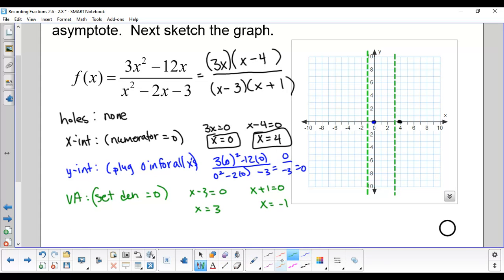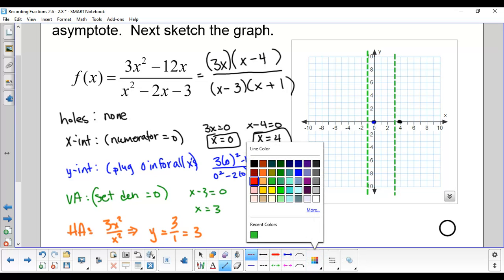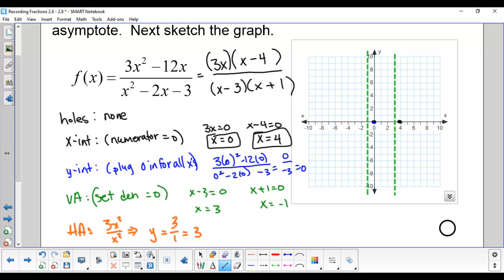Next, I'm going to identify my horizontal asymptote. So my horizontal asymptote is the top heavy, bottom heavy, or same. In this case, my highest exponent on top is 3x squared, and on bottom is x squared. So therefore, I would say I have a horizontal asymptote at y equals 3 over 1, or y equals 3. Again, building my graph as I go is just a tool I use to help me keep track of what I'm finding. So 1, 2, 3, we have our horizontal asymptote happening at y equals 3.